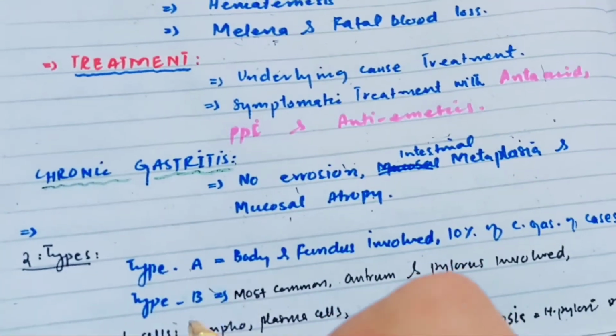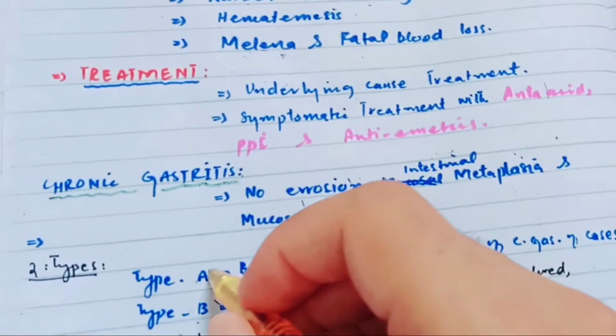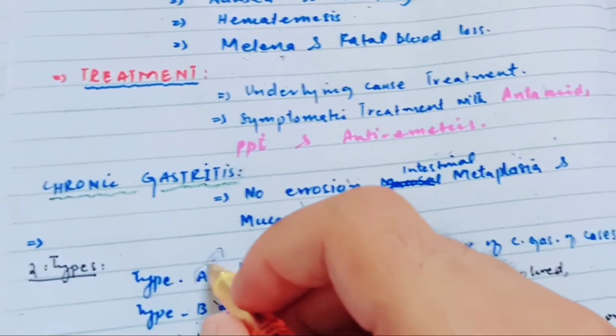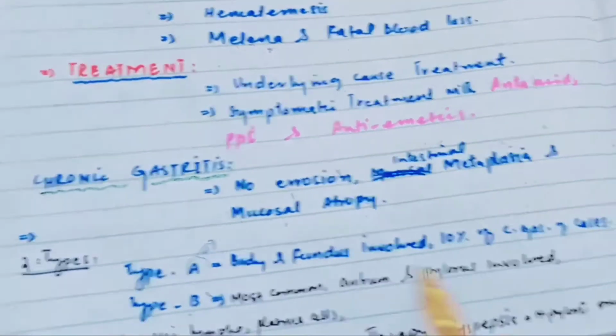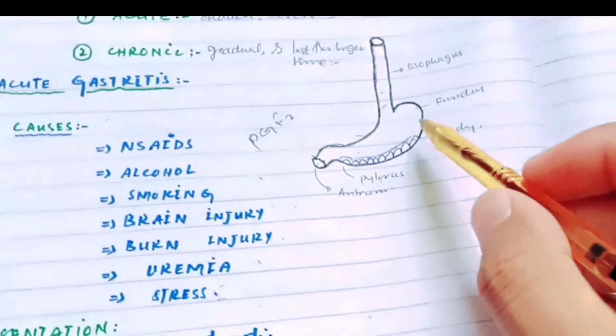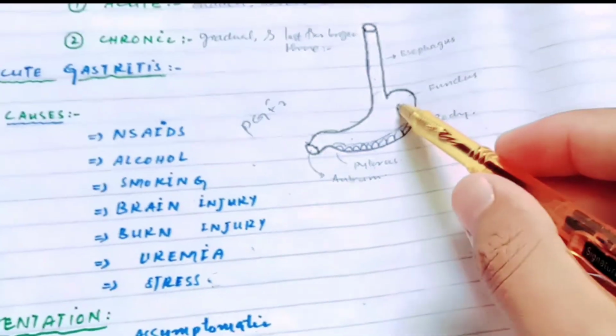The chronic gastritis is further divided into two types. One is type A, the other is type B. And type A, here you can see, A means autoimmune. Here you can memorize it like this: A means autoimmune. So type A is autoimmune, and in type A, mostly the body and fundus of the stomach are involved.